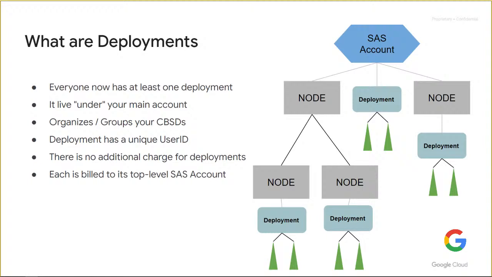Now, a couple important things to know about deployments. First of all, each deployment has a unique user ID. Whereas before, your SAS account and your default deployment, the deployment we've given you, has your user ID that you were given when you signed up for Google SAS. But now, you can create additional deployments, and each additional deployment has its own user ID that you give it. Now, there's no additional charge for these deployments. They're free with Google SAS, and all the CBSDs in a deployment are currently billed up to the top level SAS account that it's living under.